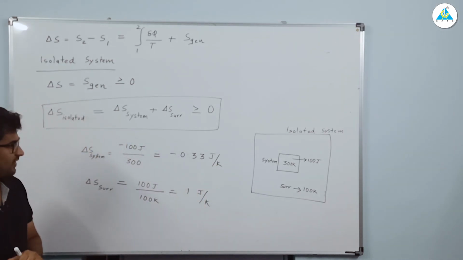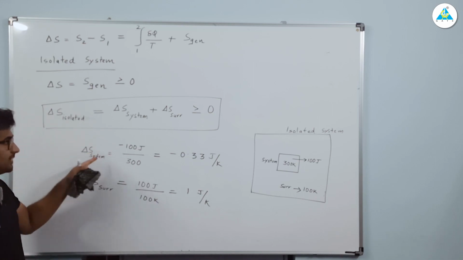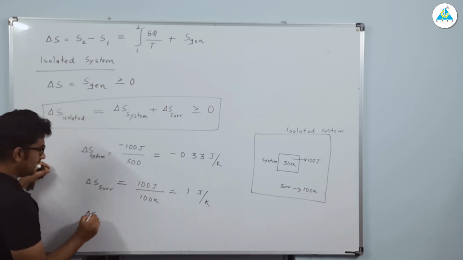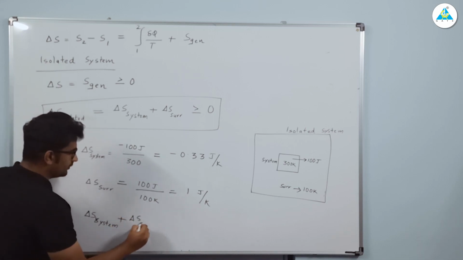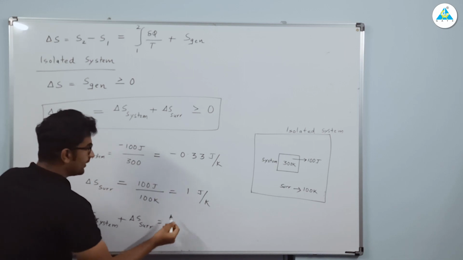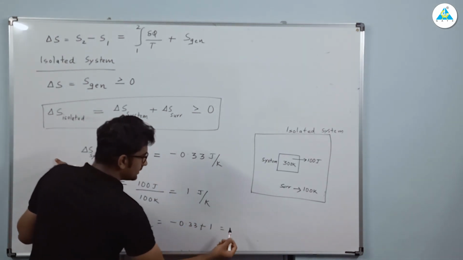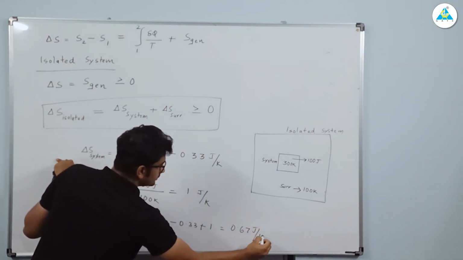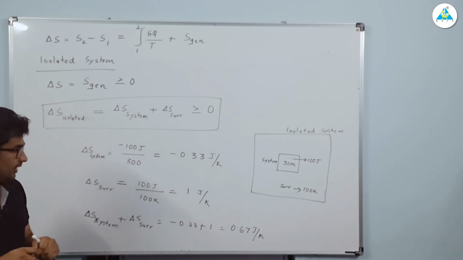Now tell me, which value is more? The surrounding value is more. When I add delta S of the system plus delta S of the surrounding, what will be my value? Minus 0.33 plus 1. This value will be positive, that is 0.67 joule per Kelvin.